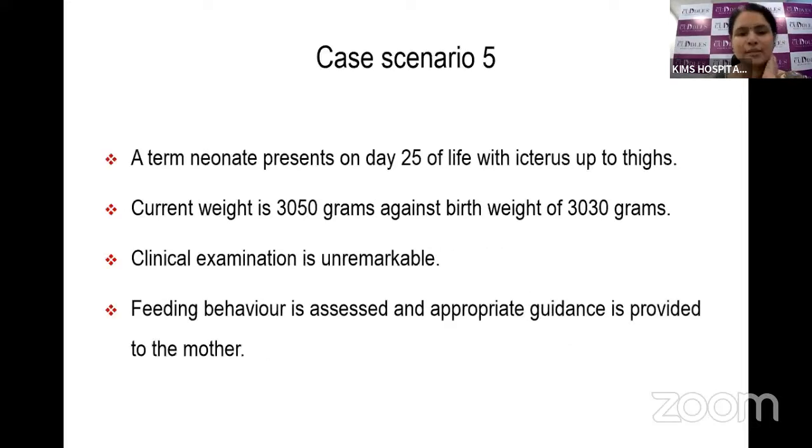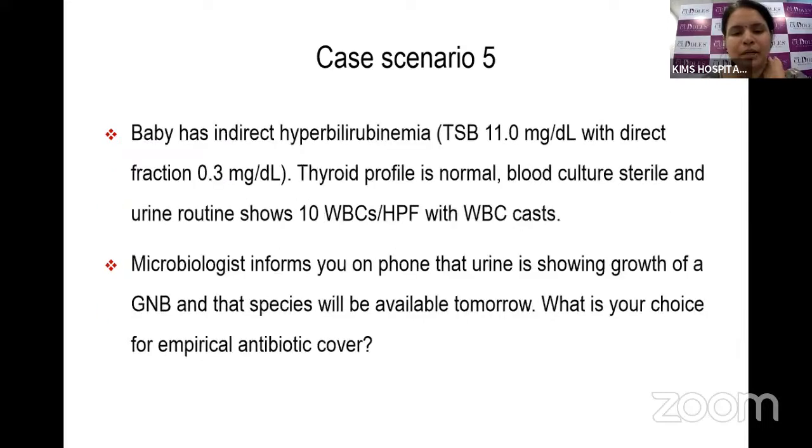Now, coming next to case scenario 5, a term neonate presents with icterus up to thighs on day 25 of life. The baby's current weight is 3,050 grams against a birth weight of 3,030 grams, and the clinical examination is unremarkable. Feeding behavior is assessed and appropriate guidance is provided to the mother. The baby has indirect hyperbilirubinemia with a direct fraction of 0.3 milligrams per deciliter and total serum bilirubin of 11 milligrams per deciliter. So you are dealing with prolonged indirect hyperbilirubinemia.